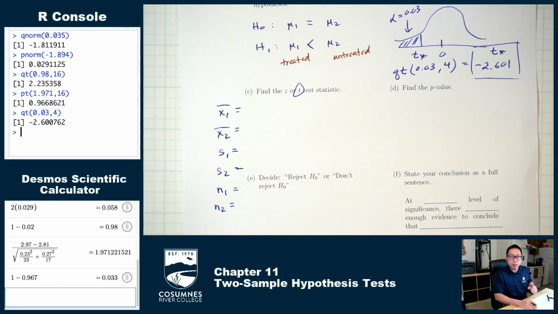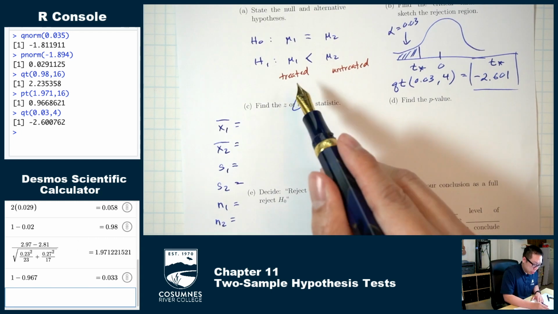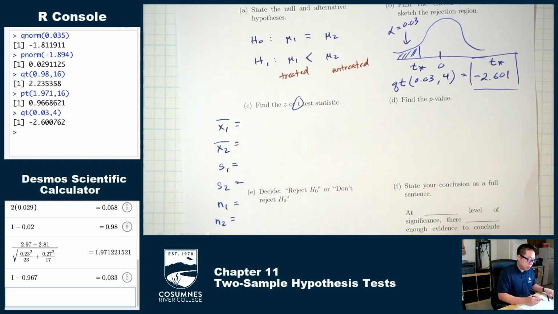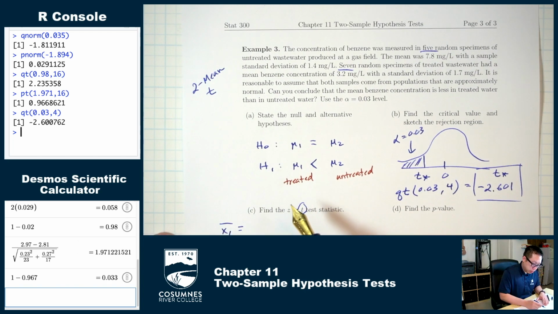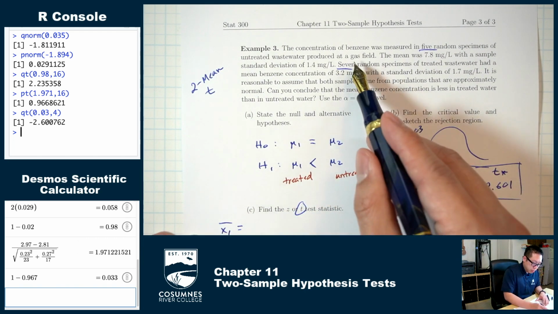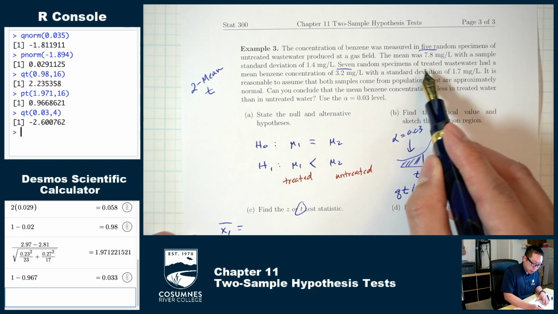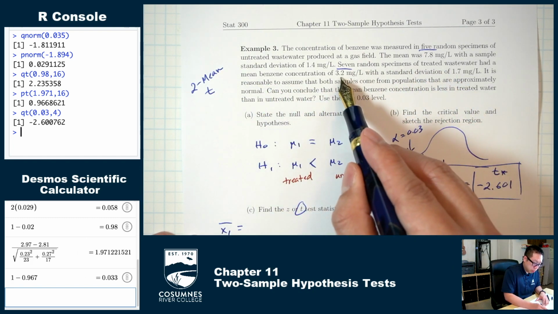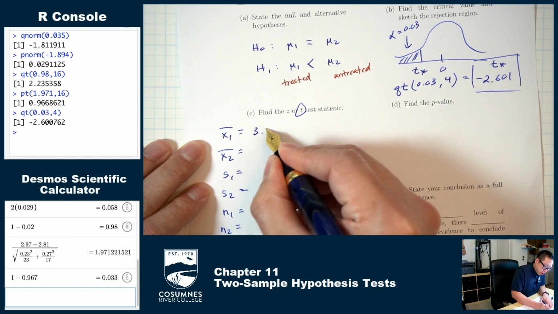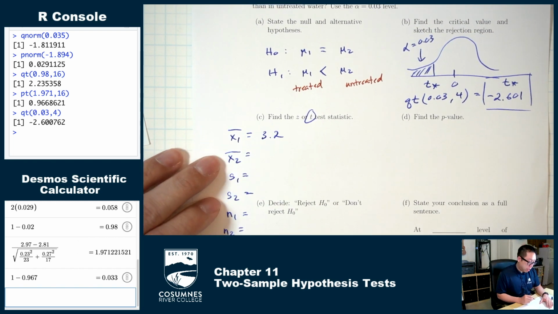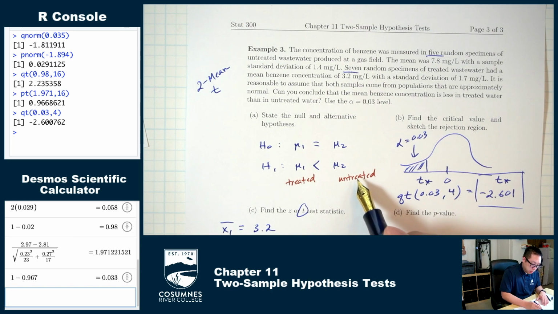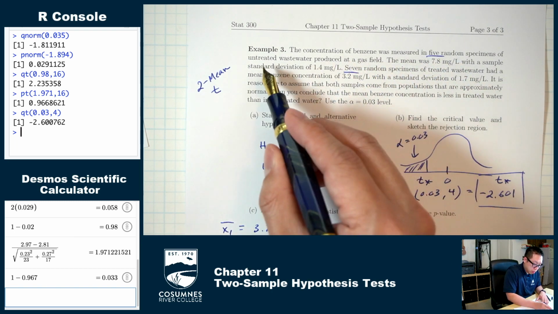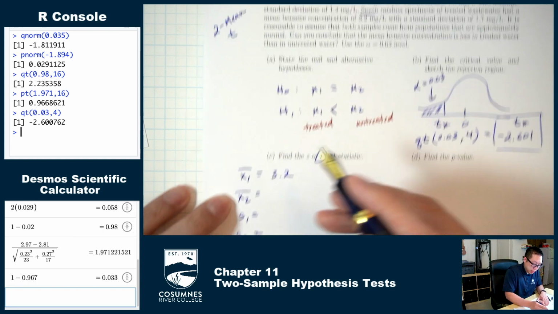All right, so this is going to be important that you labeled it correctly. X1 bar is going to be the mean for treated water. So the mean for treated is what? Treated is talking about treated right here. Treated, the mean is 3.2. X2 bar, that's going to be the mean for untreated water, which is talked about up here. Untreated, the mean is 7.8.